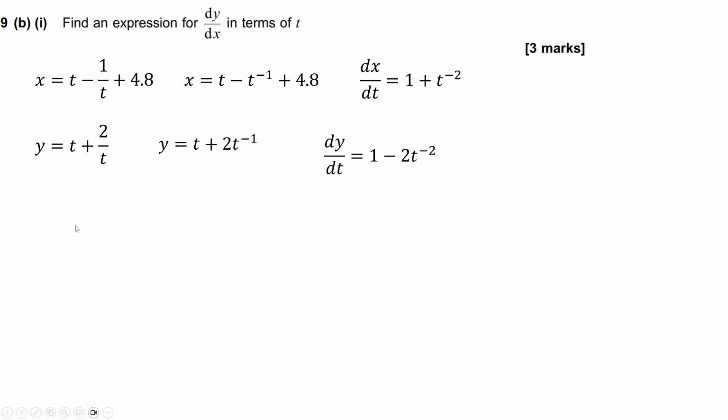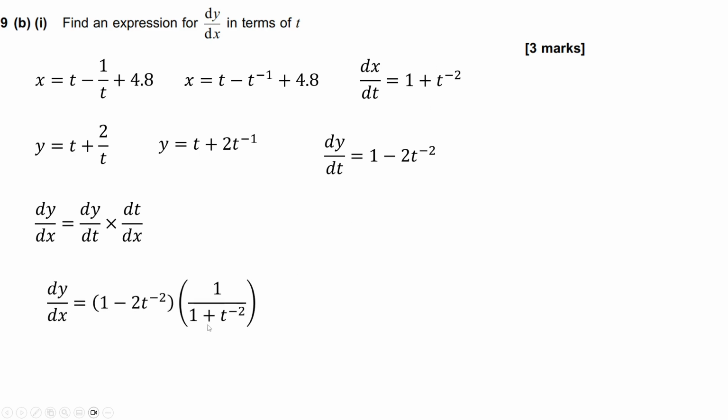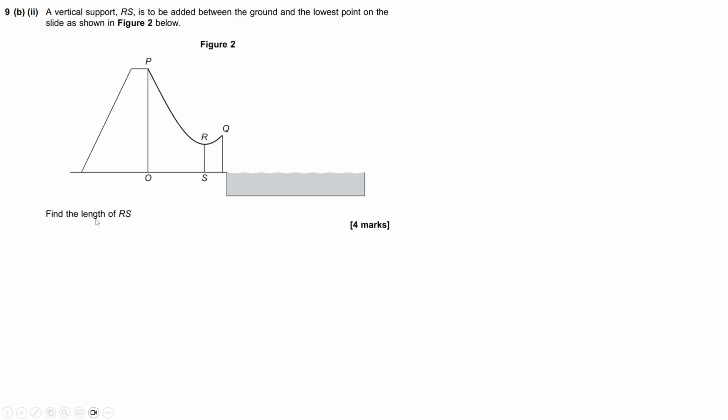Okay, now we're looking for dy by dx, not dx by dt and dy by dt. But dy by dx can be written as dy by dt times dt over dx, because then these dt's cancel and we get dy by dx. We've got dy by dt, so that's fine. And then dt over dx is just this, flipped over. So we've got 1 over this entire thing here. Okay, and then just collect them together. This times 1 is just itself. And that's our answer.